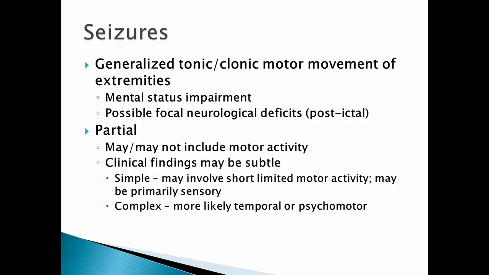In a complex seizure, these are more likely to be in the temporal portion of the brain, or they may be psychomotor. Now, complex seizures frequently are associated with an impaired conscious awareness of what is going on. Complex partial seizures may be associated with lip smacking, chewing, fidgeting, and the individual is not aware of these motor symptoms that they're exhibiting. They aren't aware that this is happening.